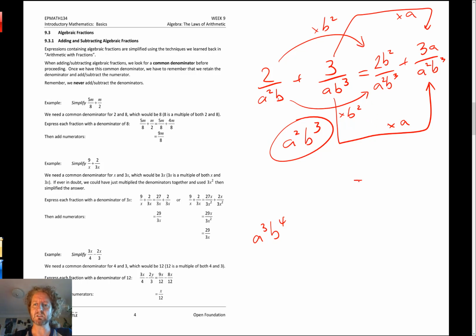And now I've got a common denominator of a squared b cubed. On the top, I know I can't add them, they're not like terms, so I've just got to write them: 2b squared plus 3a. That is simplified. I've turned 2 fractions into 1. I've done all I can. I can't simplify the top. And the fact that I used the lowest common denominator means I'm simplified. We're done. So that's about as hard as it would get. Okay? Let's check the next one.